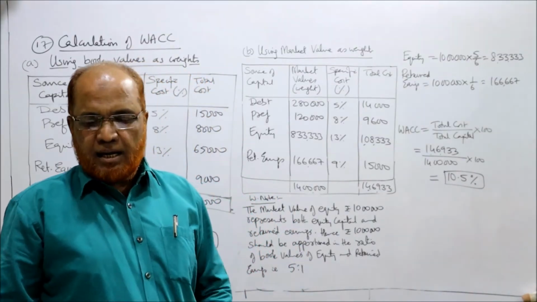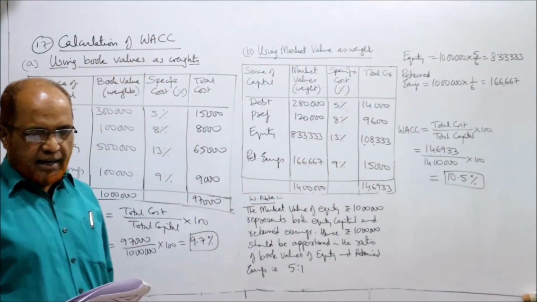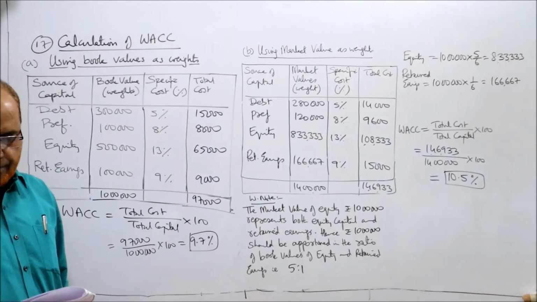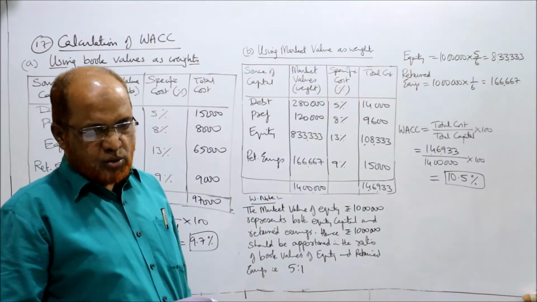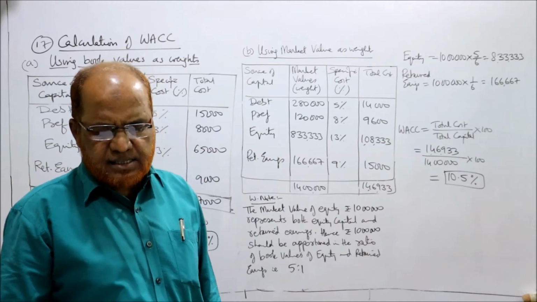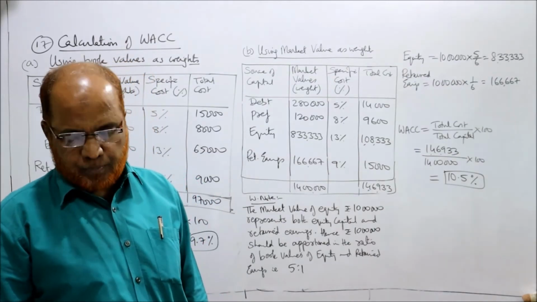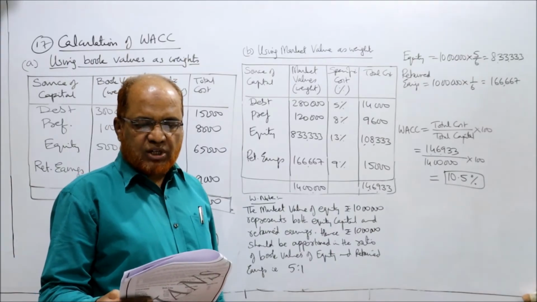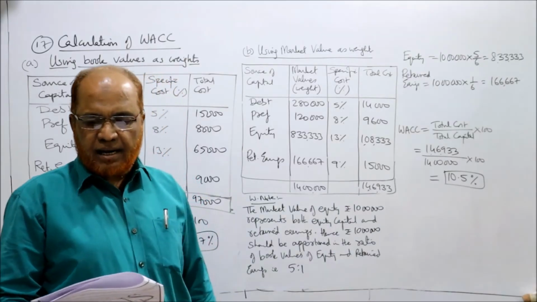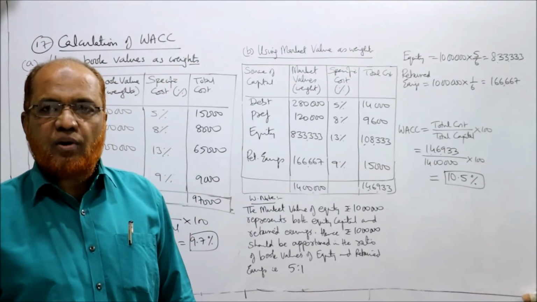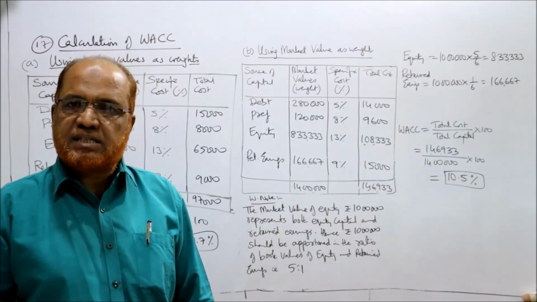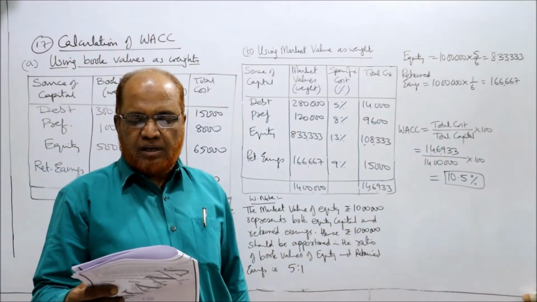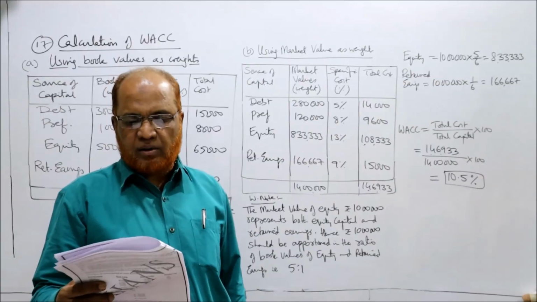Eighteenth problem. The 18th problem I am giving you as homework because it is exactly the same as what we have done in the 17th problem. See carefully. Following is the capital structure of a company. Calculate the overall cost of capital. Overall cost of capital means WACC, weighted average cost of capital, using book value weights and market value weights.